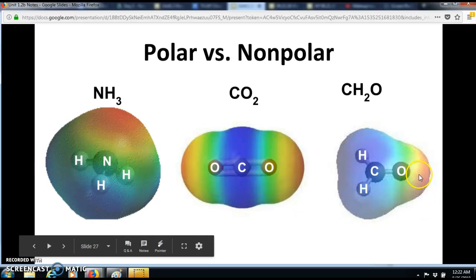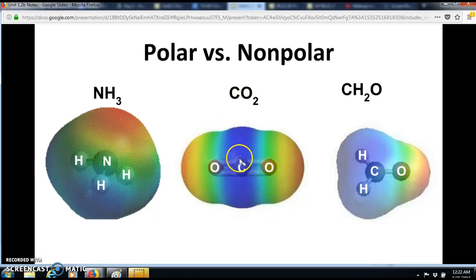With formaldehyde, CH2O, it's where the electronegative oxygen is. That's where you have the electron density, and that should make sense. And where the hydrogens are, it's low electron density, so that side's positive. Now, you may be wondering something like CO2. You're looking at it and you're saying, well, oxygens are electronegative and carbon is not, so shouldn't that make this molecule polar?